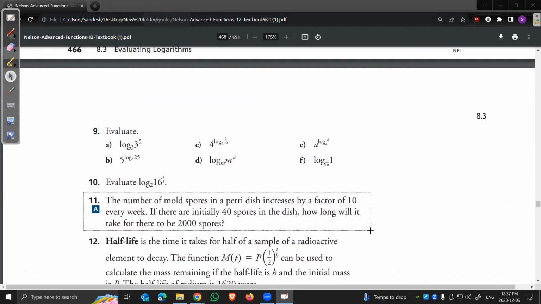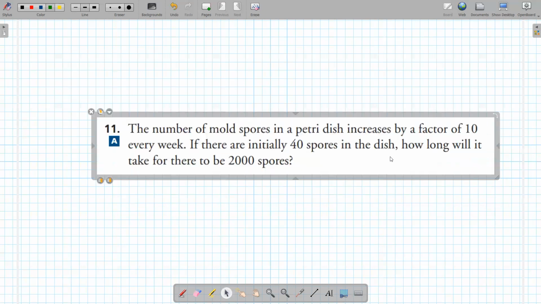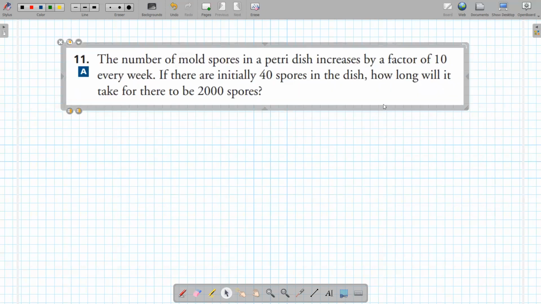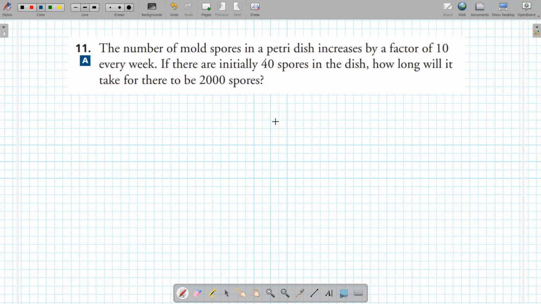Here's a biology application question. You're looking at mold spores in a petri dish. Initially there are 40 and it's growing at a rate of 10 times every week. And the question is, how long will it take for there to be 2,000 spores?